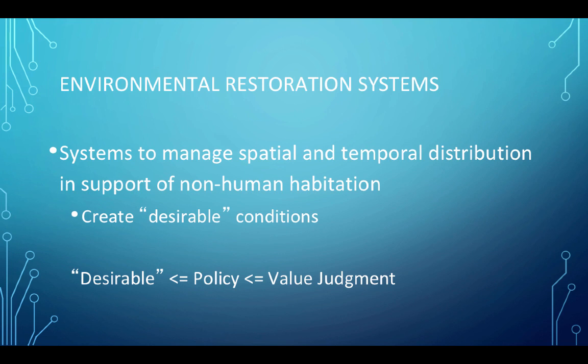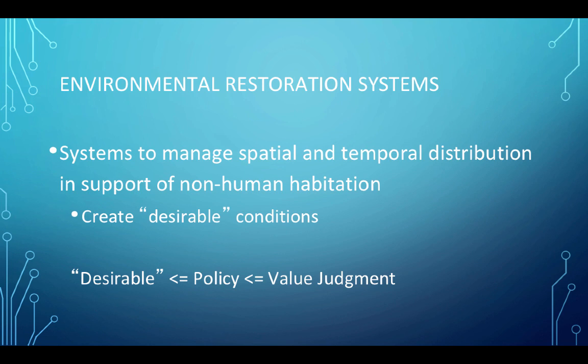Environmental restoration systems are systems that manage spatial and temporal distribution and support a non-human habitat. Making a duck habitat and other wildlife habitat is an example of an environmental restoration system. So large areas of land on the coast that we allow to flood at particular times of the year so that it will attract waterfowl is an example of an environmental restoration system.